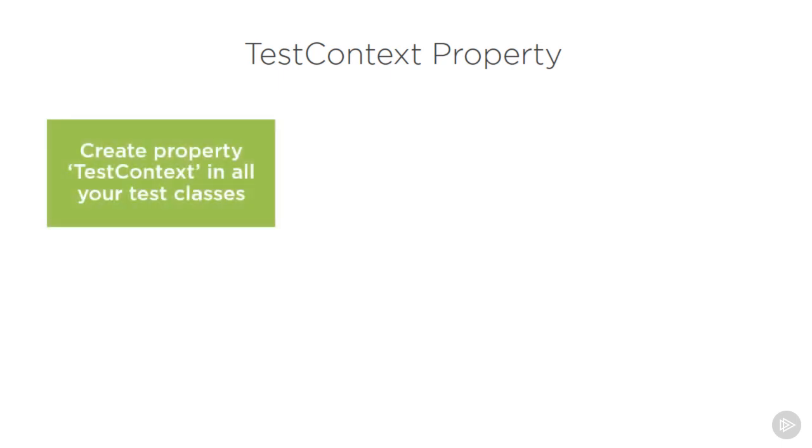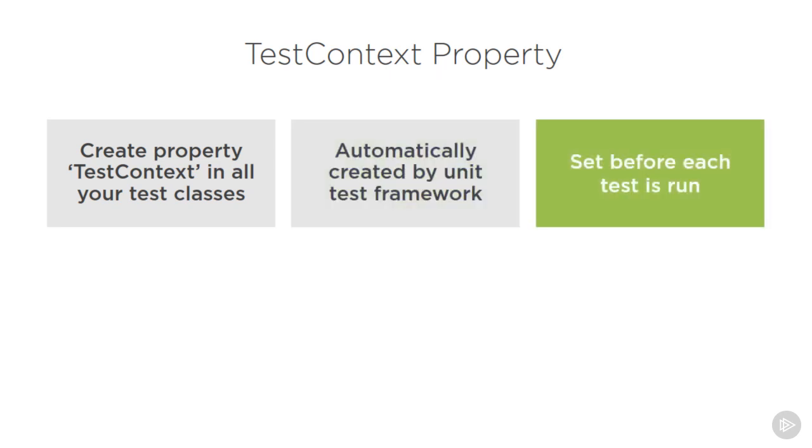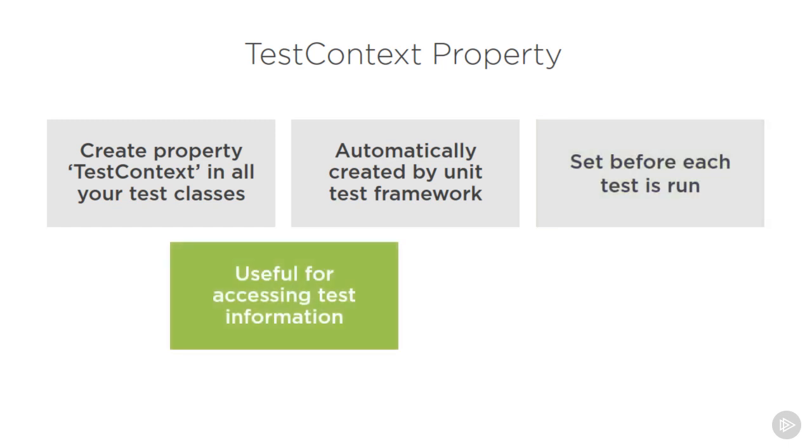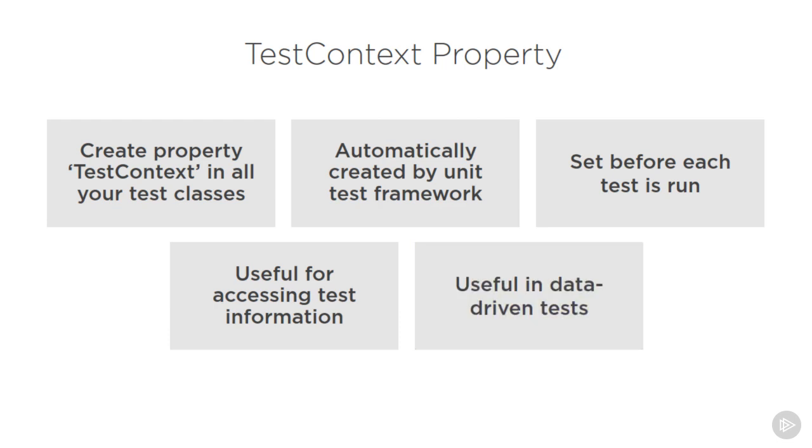There's another property we can add to our test classes called TestContext. And we create the test context in all our test classes because we typically want to have it there. This is automatically created by the unit test framework, and it's set then before each test is run. It's useful for accessing test information and also very useful in data-driven tests, which again lends itself towards eliminating hard coding. And we're going to see more of the test context property in the later modules.